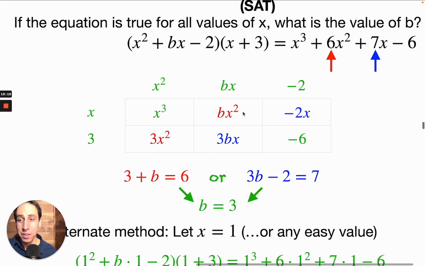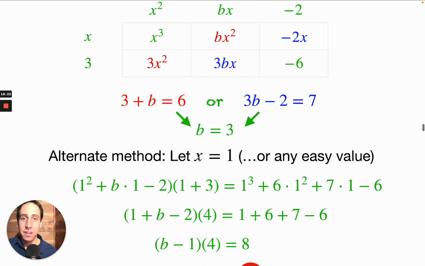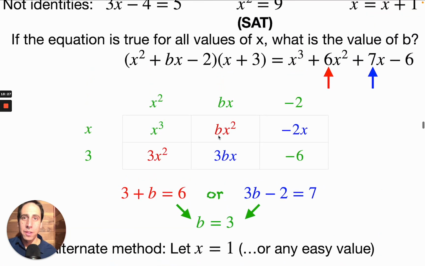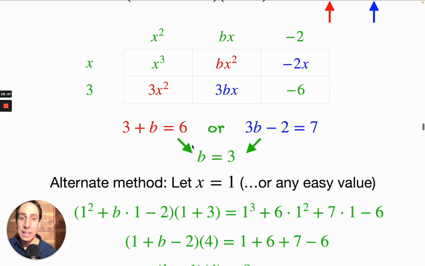There is an alternate method from the SAT, and this has nothing to do with a regular lesson, but you can actually let x equal 1 or any other easy value. 0 would have been an easier value, but then b times 0, the b would actually drop out. So we can't choose the easiest value of 0.